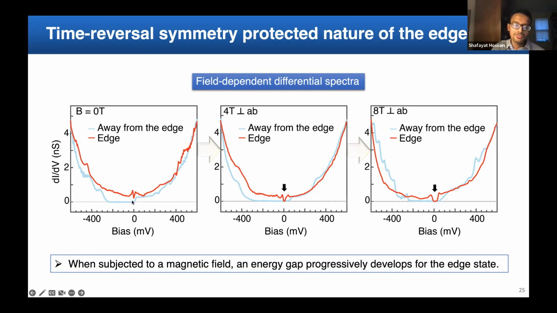At 0 Tesla field, we see, of course, there is a gapless edge state. And as we apply magnetic field perpendicular to the AB axis of the crystal, we see that the edge state starts to show a gap. And the gap becomes more pronounced at higher magnetic fields. For example, here at 8 Tesla, there is a clear gap. So we can tell that when we apply a magnetic field, an energy gap develops at the edge.